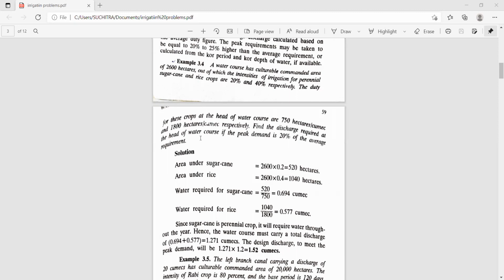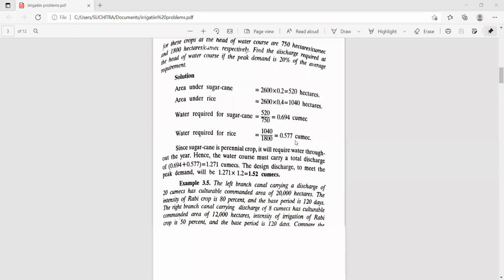So these types of problems you may have. You will be given the culturable commanded area and the intensities of irrigation for any crop, whether it may be sugarcane or rice. So first you have to calculate the area under each crop. Then you have to calculate the water required for each crop. Then you have to find the average discharge. So the design discharge will be more than the average discharge. It is about 20 to 25% higher than the average required.